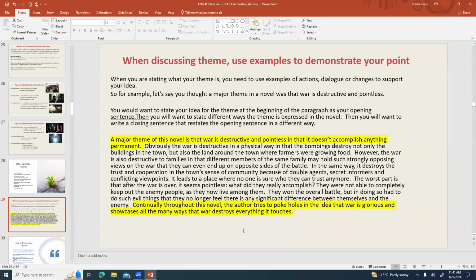They won the overall battle, but in doing so had to do such evil things, they no longer feel there's any significant difference between themselves and the enemy. Continually throughout this novel, the author tries to poke holes in the idea that war is glorious and showcases all the many ways that war destroys everything it touches. So that's an example of how to discuss theme in a novel.